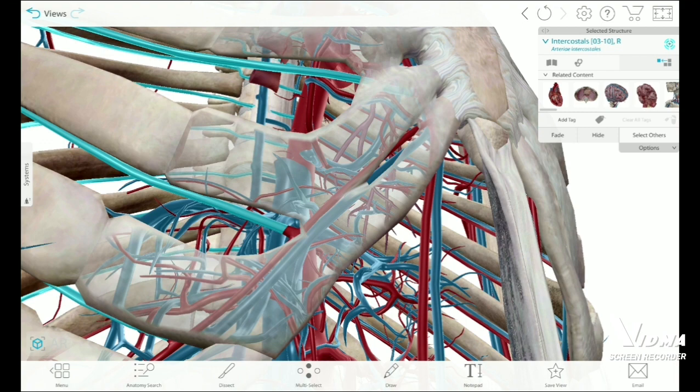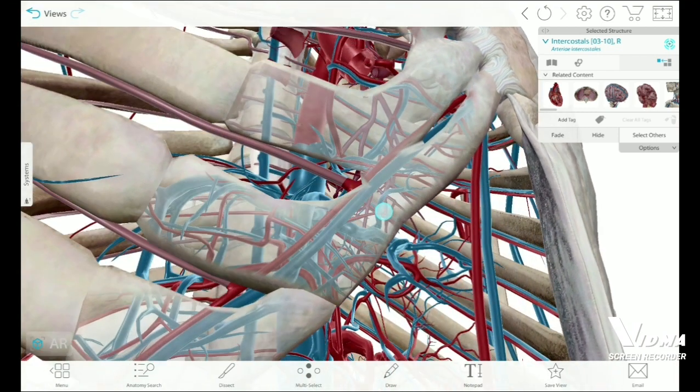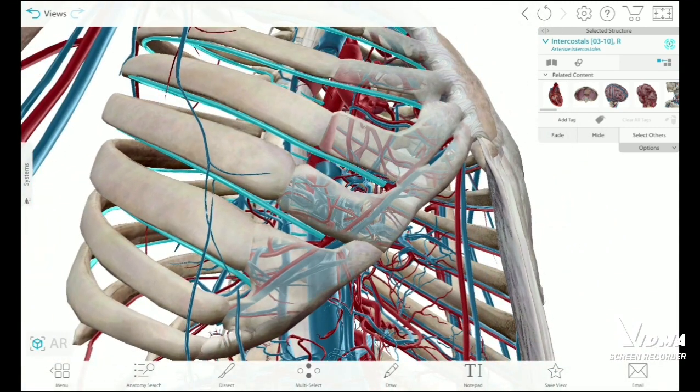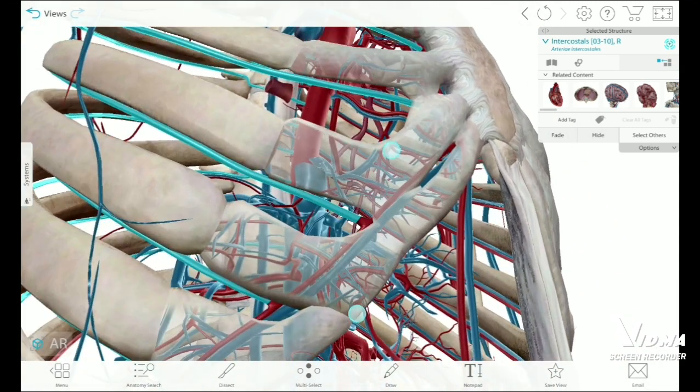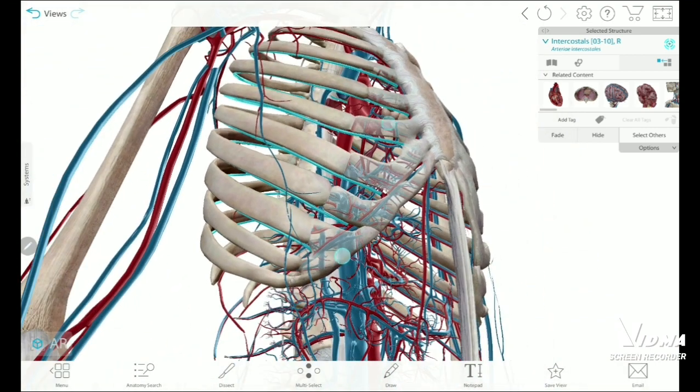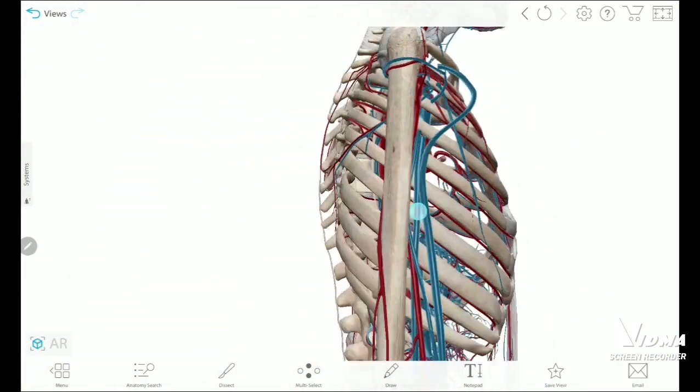So this over here is the musculophrenic artery, and we can see that the further branches are coming from the musculophrenic artery. So these anterior intercostal branches are coming from the musculophrenic artery. Now we will look at the blood supply of the posterior intercostal spaces.